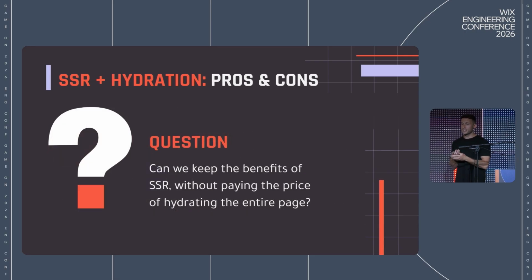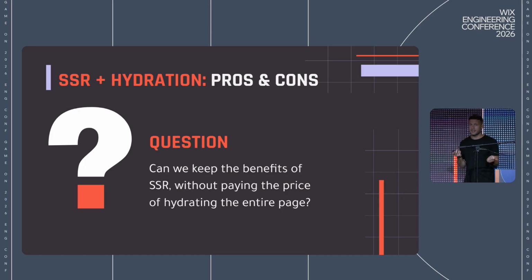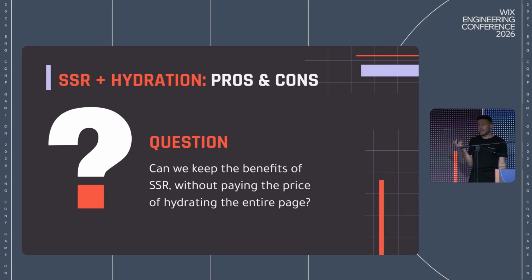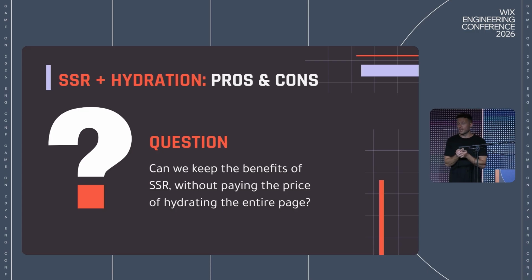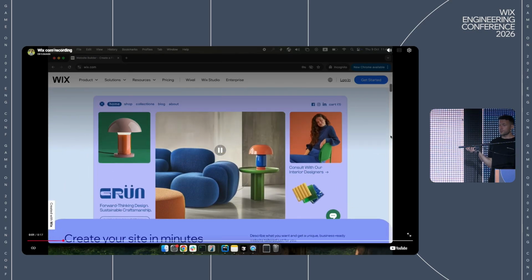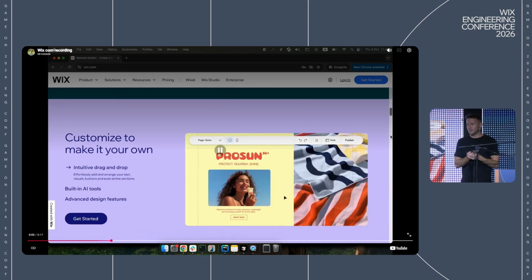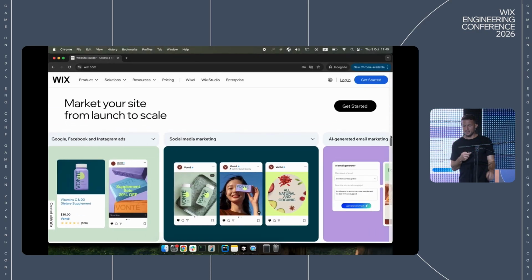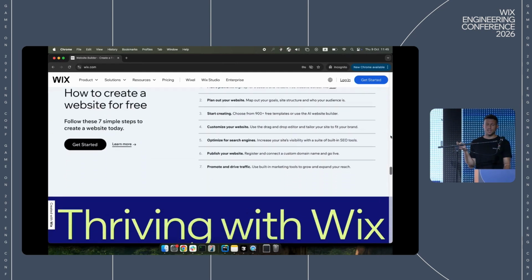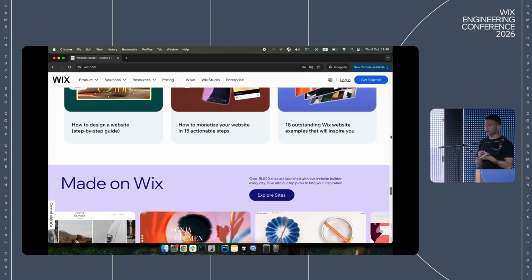So the big question is, can we have both fast page loads and fast interactions at the same time? And technically, can we keep the benefits of SSR without paying the price of hydrating the entire page? Let's look at a quick example. Here's Wix.com, a large content-heavy site built with Wix using React and SSR. The page loads instantly thanks to SSR and CDN caching, but notice how long it is.